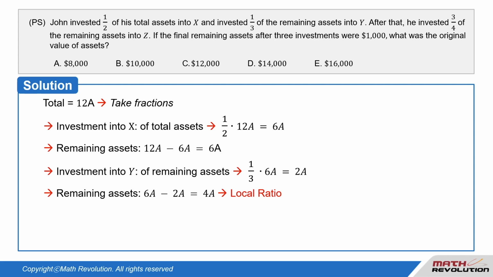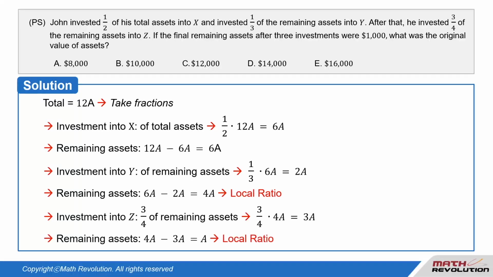Remaining assets after investment in Y equals 6A minus 2A, which equals 4A. This means local ratio. Investment into Z. 3/4 of the remaining assets, 4A, so 3/4 times 4A, or 3A. Remaining assets after investment in Z equals 4A minus 3A, which equals A. This also means local ratio.